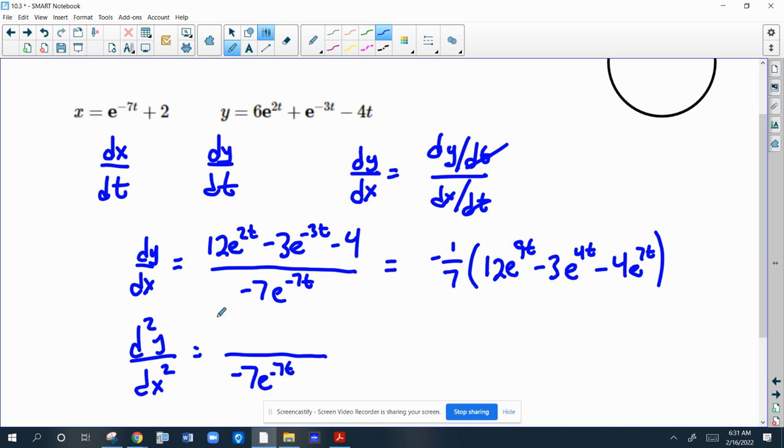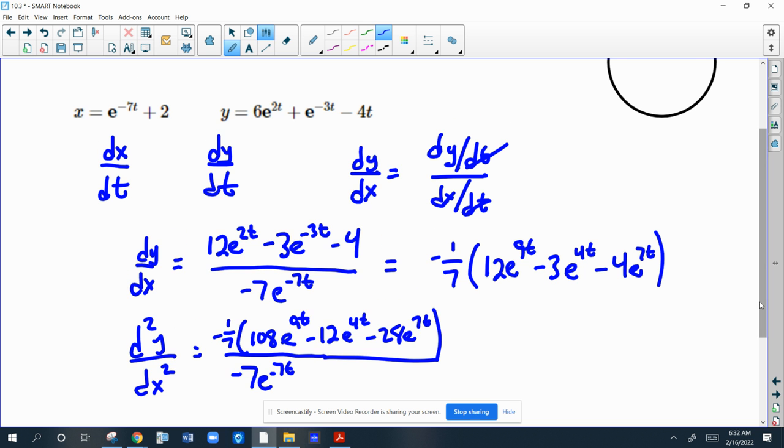And so up top is the second derivative of this, which I'm going to write out right now because it's going to be easy. Negative 1/7 is a constant, and I just worry about taking the derivative of all of these. So 9 times 12 is 108. So I have 108 e to the 9t, and minus 12 e to the 4t, and finally minus 28 e to the 7t. So that's kind of a mess.